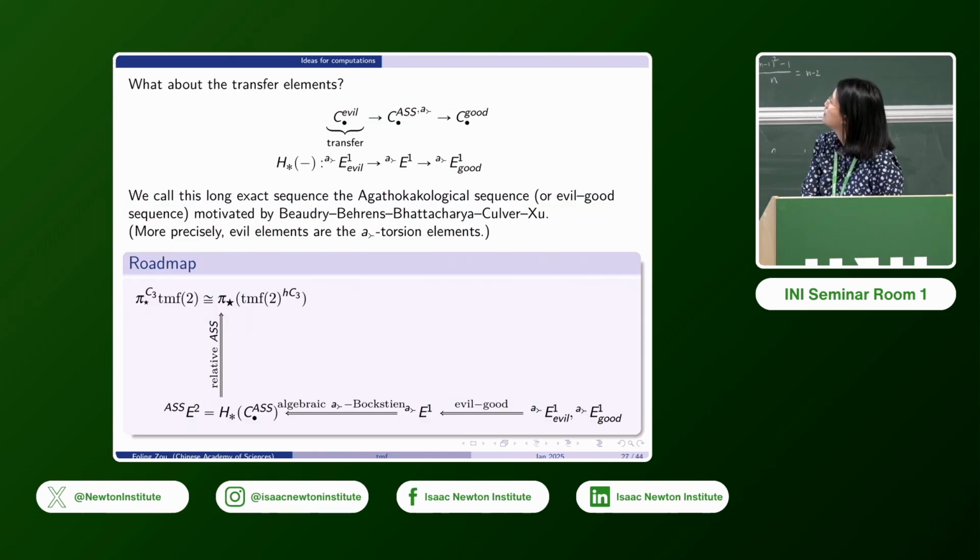Okay. So now let's think about the transfer elements. We threw them away in the previous slide.